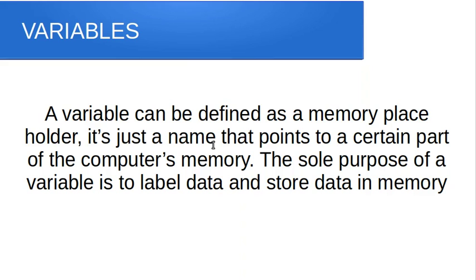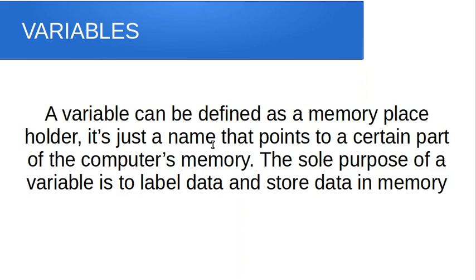This tutorial is a continuation of our C++ series that we began earlier. In this tutorial we'll be going over variables in C++. So let's first start by defining what a variable is. A variable can be defined as a memory placeholder. It's just a name that points to a specific part in memory.